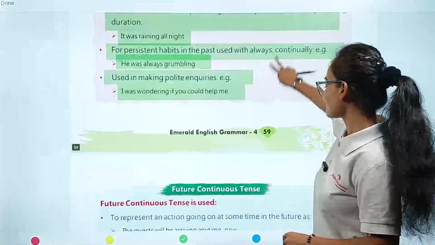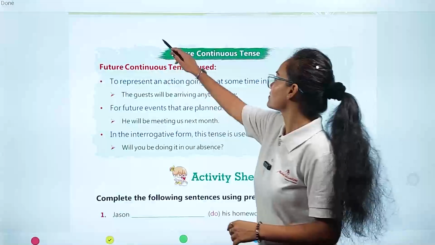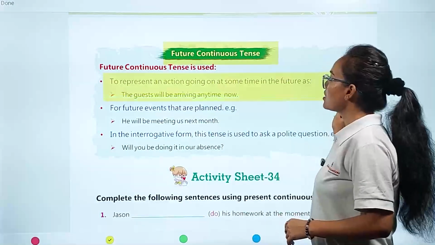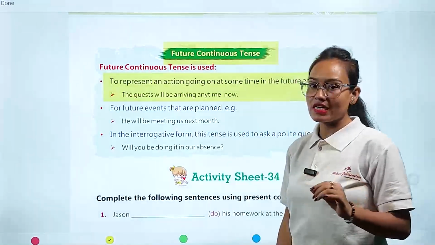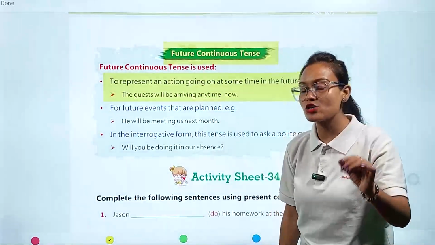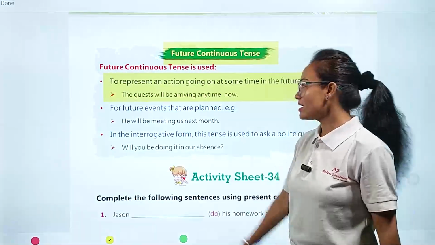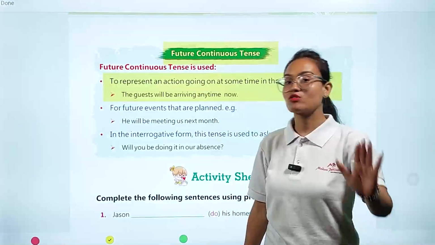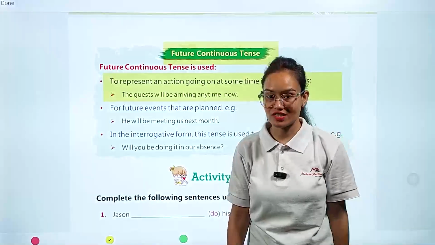Okay, now let's see where we are going to use future continuous tense. Future continuous tense is used to represent an action going on at some time in the future. For the first case where we use future continuous tense, we talk about an action which is still to happen in the future. Example, you can see: the guests will be arriving any time now. Here we are talking about the guests who will be arriving at our home at any moment.